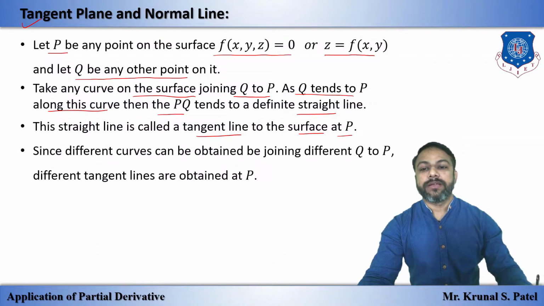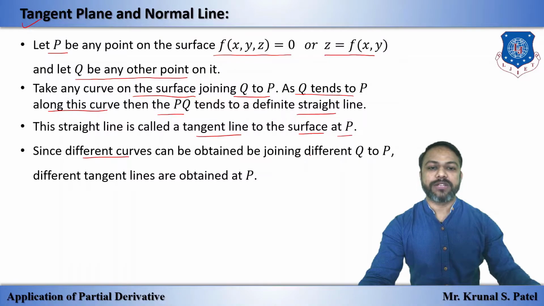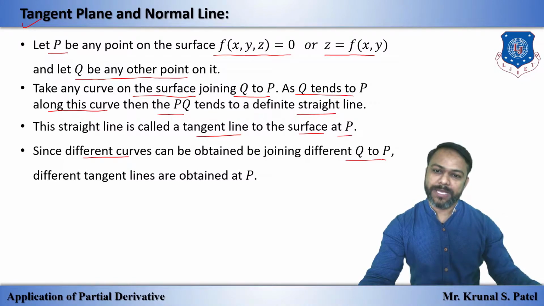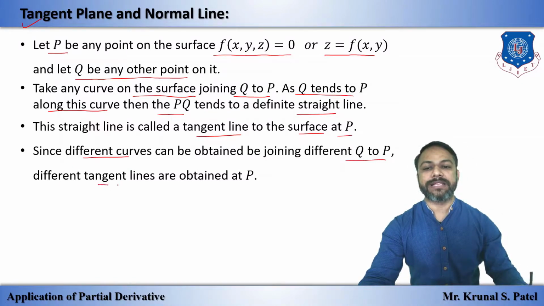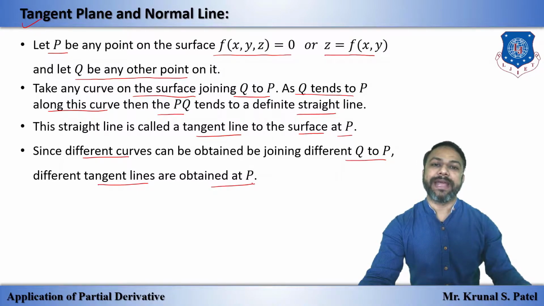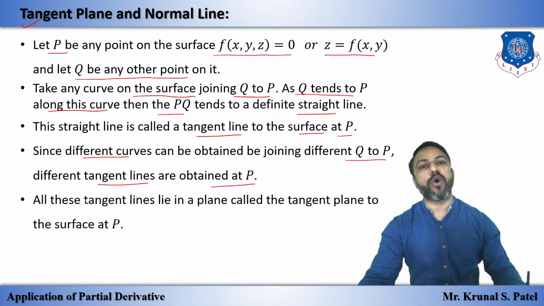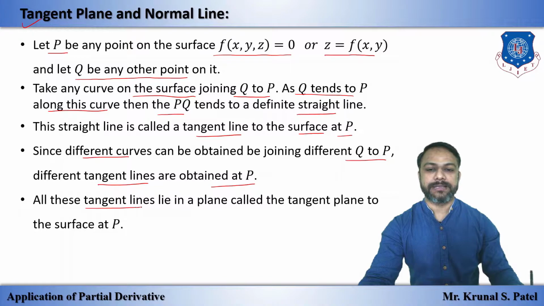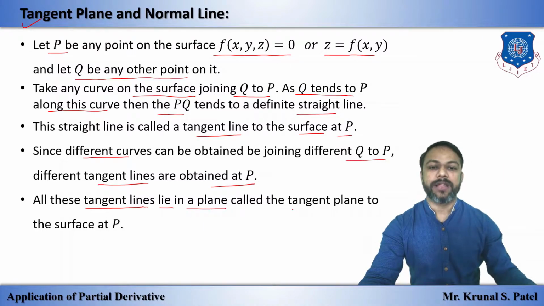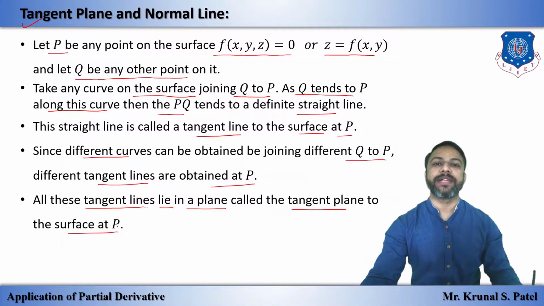In the same way, a different curve can be obtained by joining a different Q to P, and different tangent lines are obtained at P, and the collection of all these tangent lines lies in the same plane, called the tangent plane to the surface at point P.